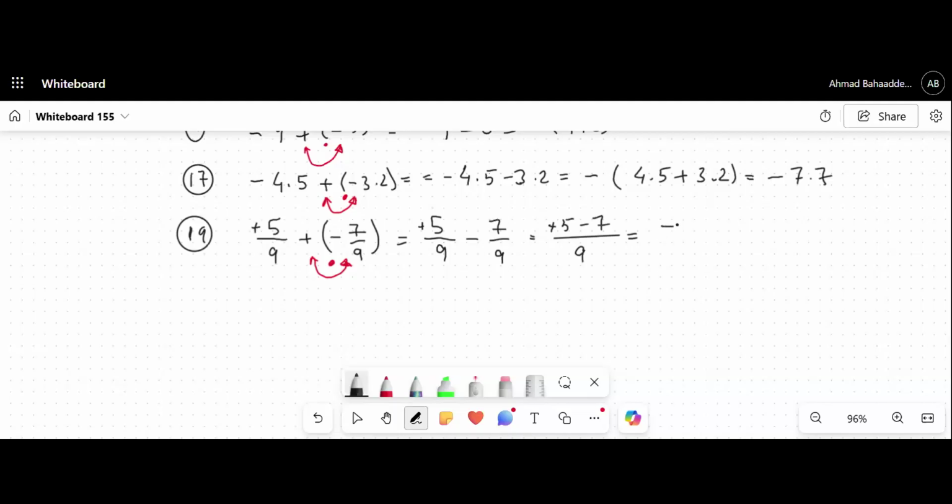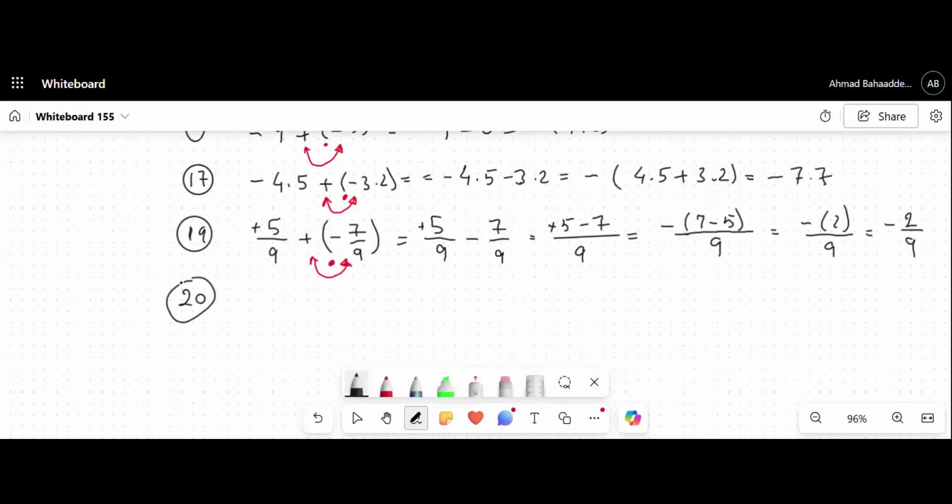So the sign of the bigger number is minus, and you take the smaller number away from the bigger number, bigger minus smaller, and that's divided by 9. So the answer is going to be negative 2 divided by 9. Or in other words, without the bracket, negative 2 over 9. And you can put the negative with the top part, the bottom part, or in the middle. So that's going to be easy.